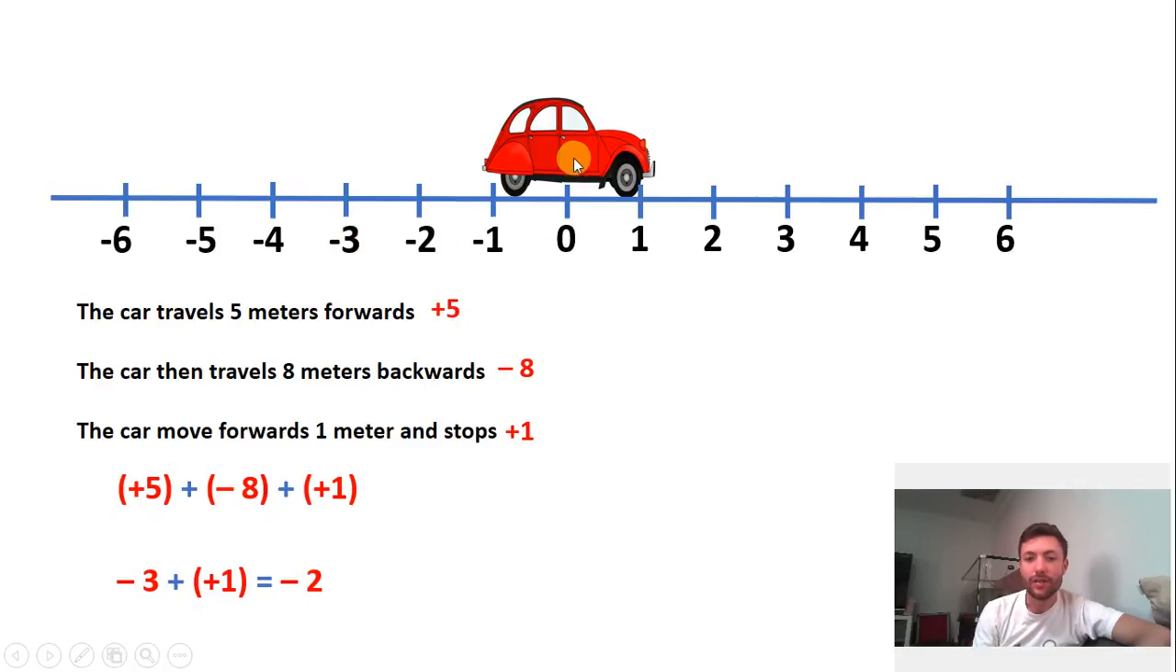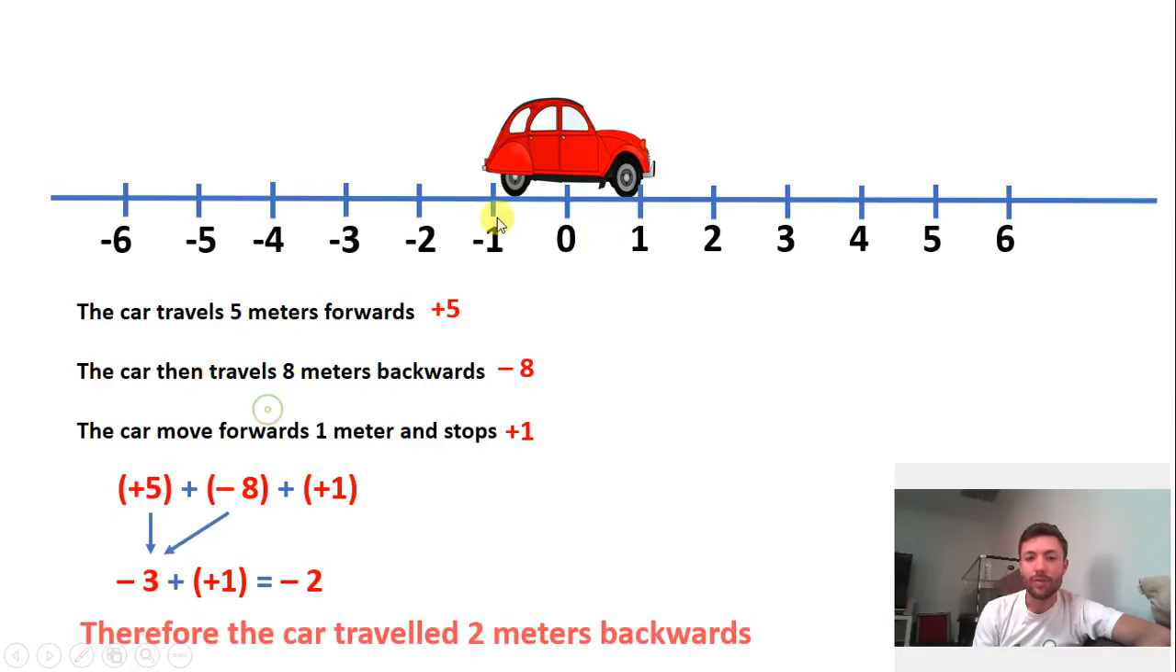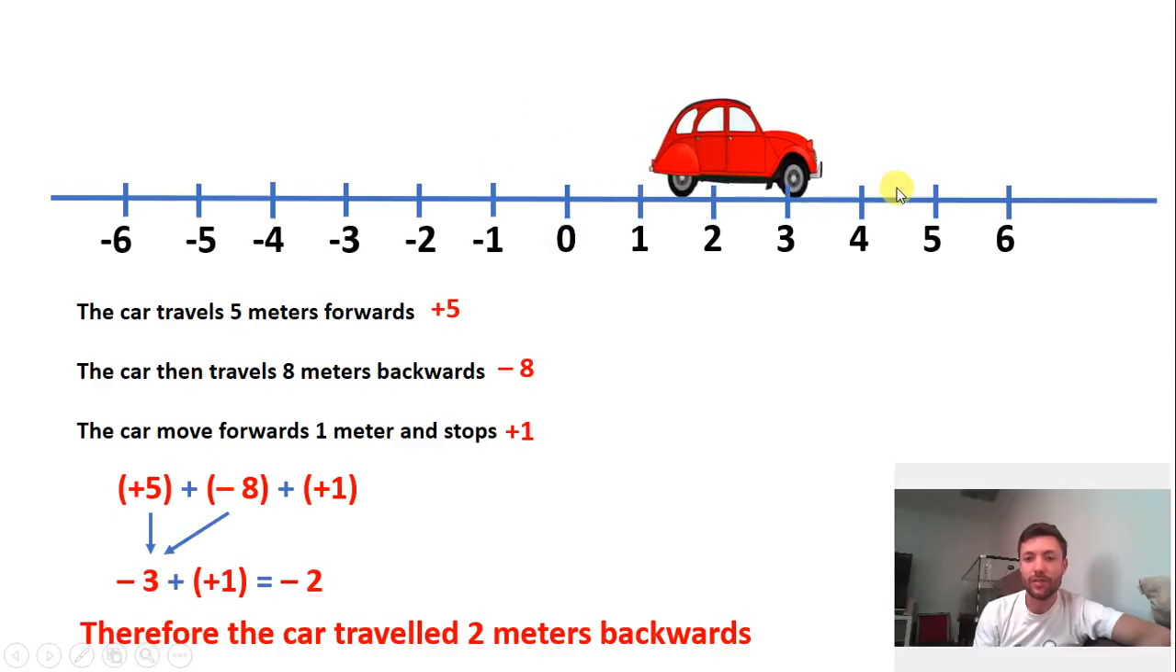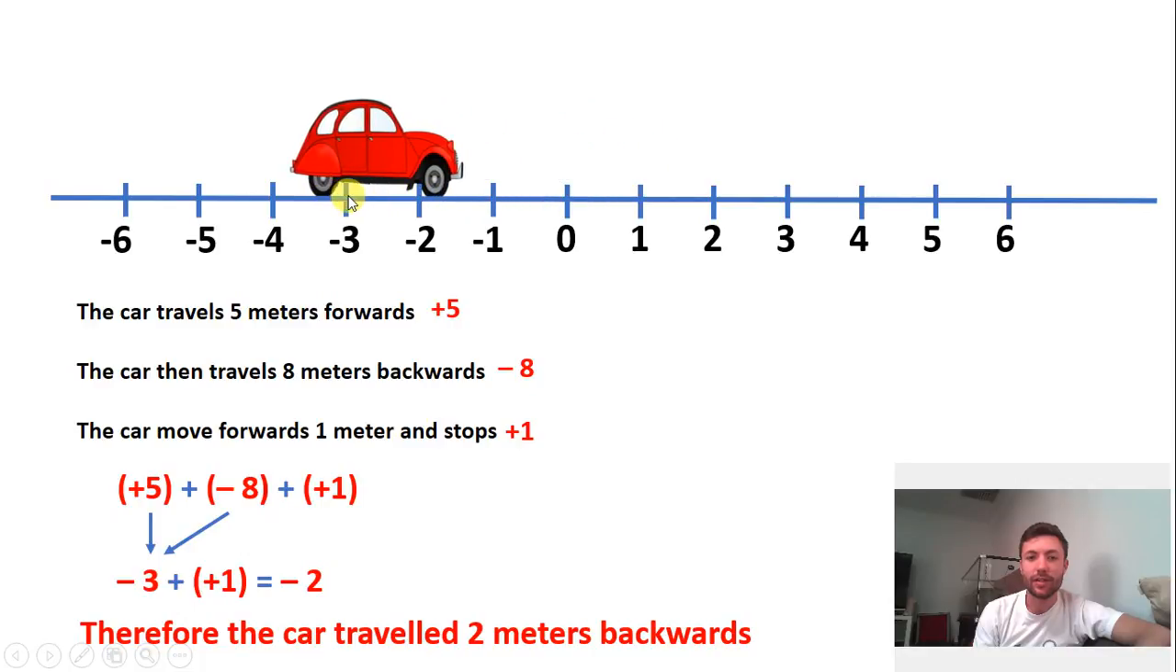So we've gone, and I can show you where we've gone. So we've gone forwards to +5. We've then come back 8, which is to -3, and then we've gone forwards 1, so we stopped at -2. So therefore, the car has travelled 2 meters backwards. Just remember that negative just meant that we're going backwards.